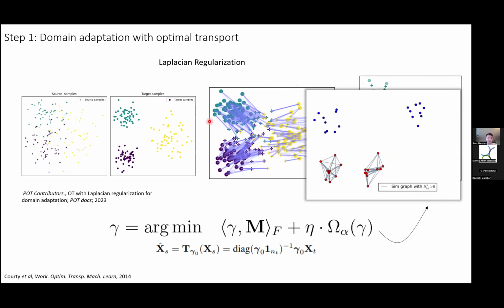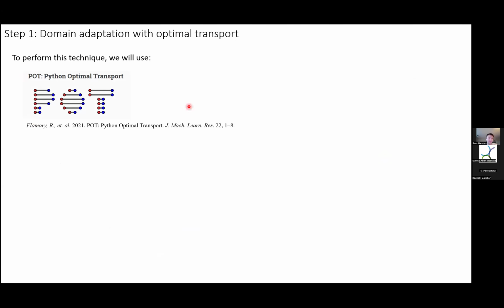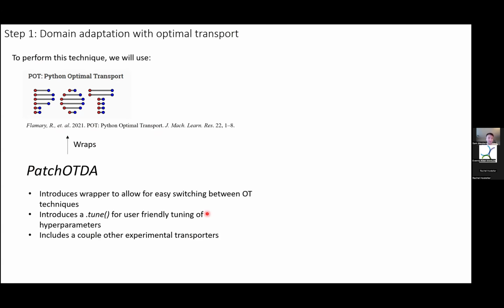To perform this technique, I'm going to be using the Python optimal transport package. And for the MapMySpikes challenge, I submitted my package, patch ODTA, but it really just wraps the Python optimal transport package. So a lot of the credit for this work goes to the POT maintainers here. Patch ODTA just introduces a wrapper for easy switching between the different optimal transport techniques and a couple of other features that I found to be useful.